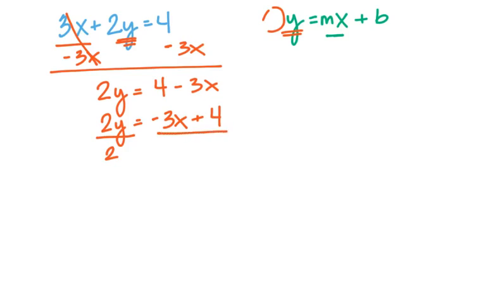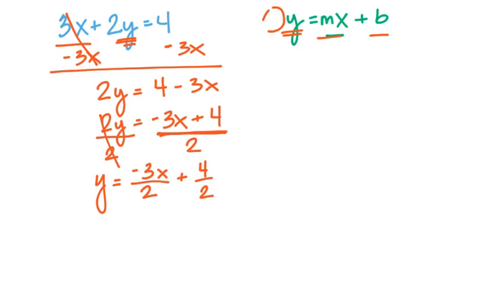If I divide this whole side by 2, I'm left with y equals, and I'm going to divide this up. Instead of writing both of these terms over a single 2, I'm going to individually write them each over a 2, because I really want these two terms separated.